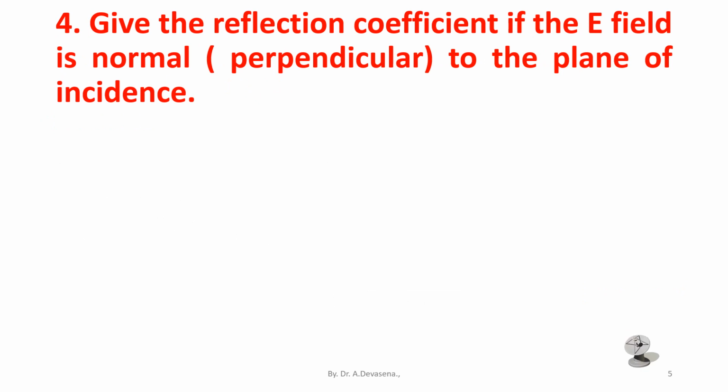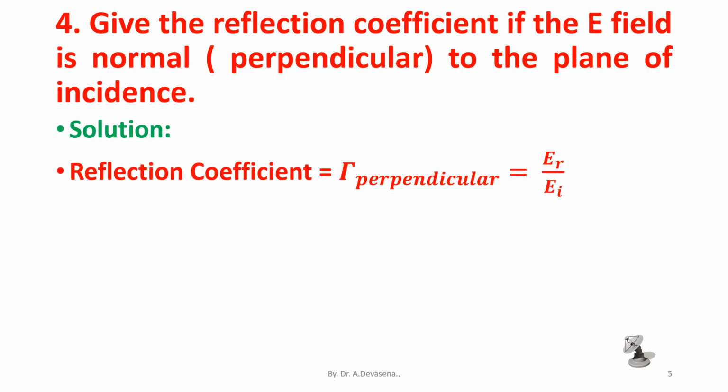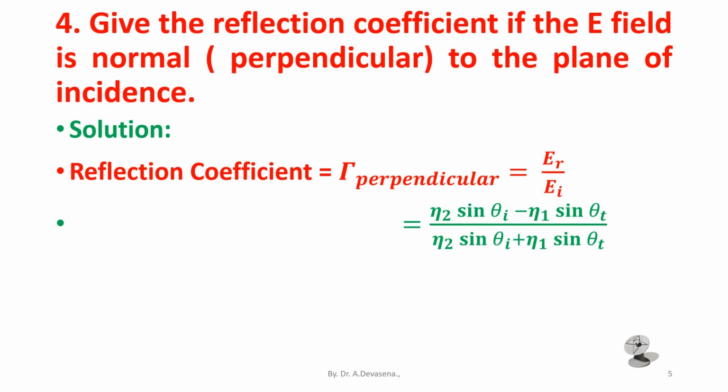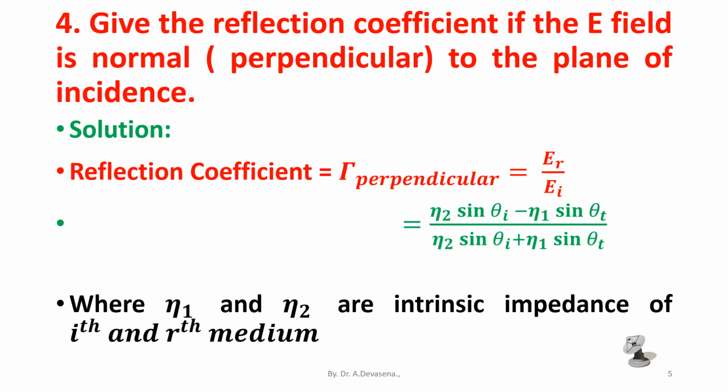Problem number 4. Give the reflection coefficient if the E field is normal, that is perpendicular to the plane of incidence. Solution for this problem is, the reflection coefficient, perpendicular, is equal to capital E suffix R divided by capital E suffix I, that is equal to eta 2 sin theta I minus eta 1 sin theta t divided by eta 2 sin theta I plus eta 1 sin theta t, where eta 1 and eta 2 are intrinsic impedance of ith and rth medium.